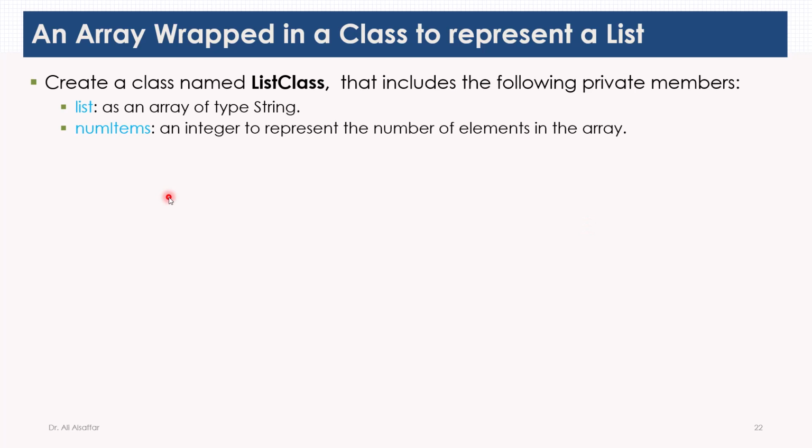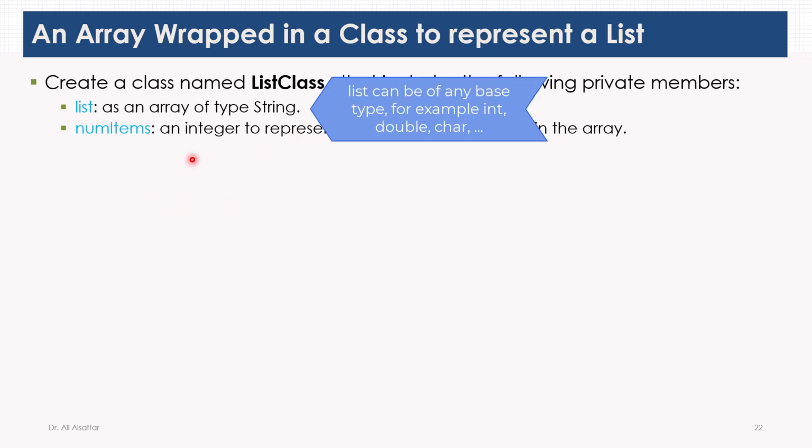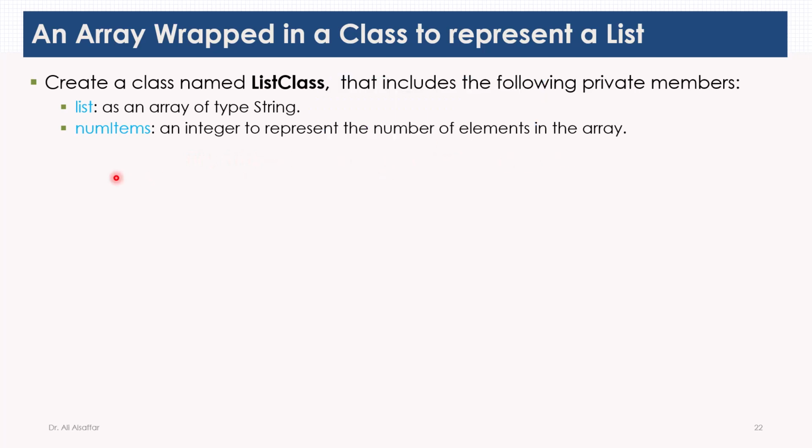Here is the customized list. We called it list class. As we mentioned, that is going to have a list as an array of type string and number of items, which is an integer that represents the number of elements we are going to use in the array. So the class will be basically a wrapped class because we are putting the array inside, and the array processing or entering the array or adding elements to the array is controlled by the class itself.